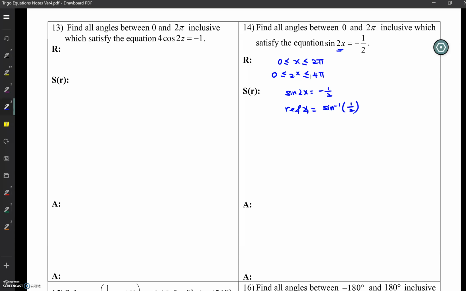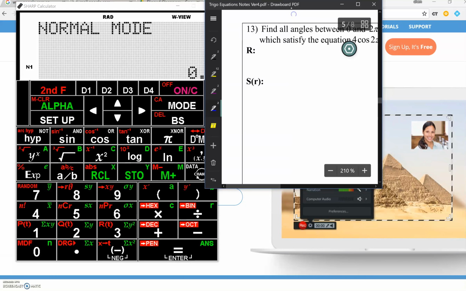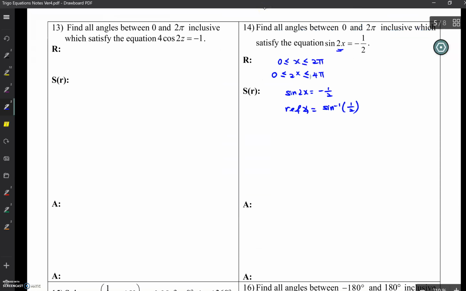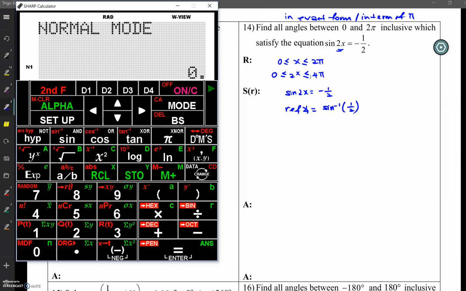If you specifically see the words leave your answer in exact form, or leave answer in terms of pi, it means that the answers you have will be in terms of pi and will be some sort of special angle. For special angles, it's easier to do the conversion if it's in degree mode.